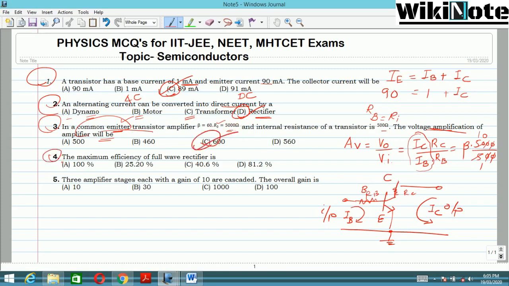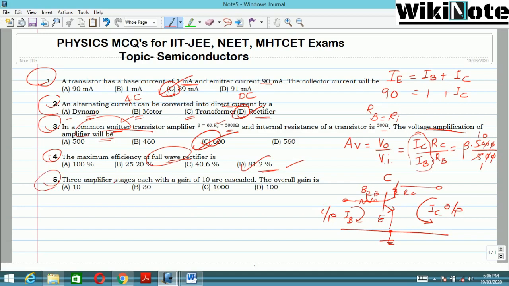Now question number 4, the maximum efficiency of a full wave rectifier is 81.2%. Guys, you have to remember this value by heart, because in case of a full wave rectifier you can see 4 diodes are used. I will not go for drawing the diagram now.